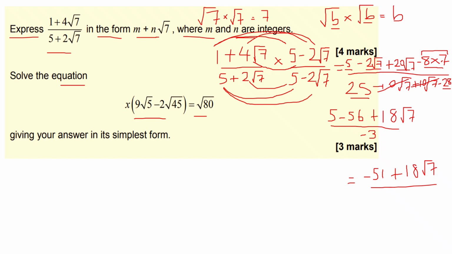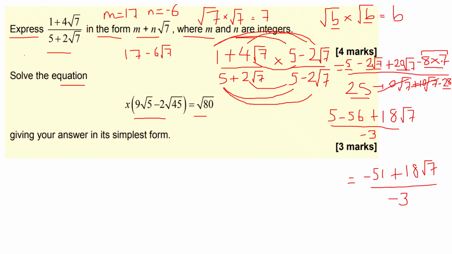So dividing everything through by minus 3, we're going to get 51 over 3 makes 17. Then we're going to get 18 over minus 3, which is minus 6, and we're going to attach the root 7. So essentially m is equal to 17 and n is equal to minus 6.